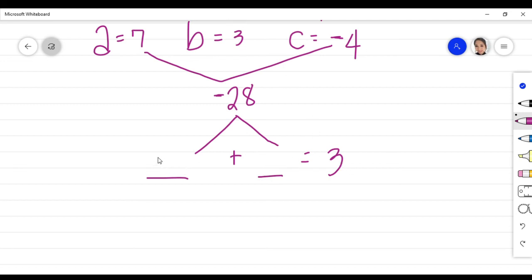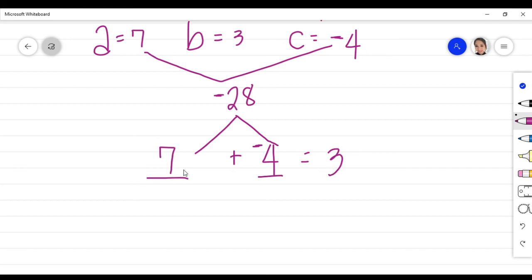So 7 and 4. Since the product is negative, the negative should be on the 4, because when we add them the sign of the sum is positive 3. So 7 should be positive. 7 times negative 4 is negative 28. 7 plus negative 4 is positive 3. So these are the two numbers we're looking for.